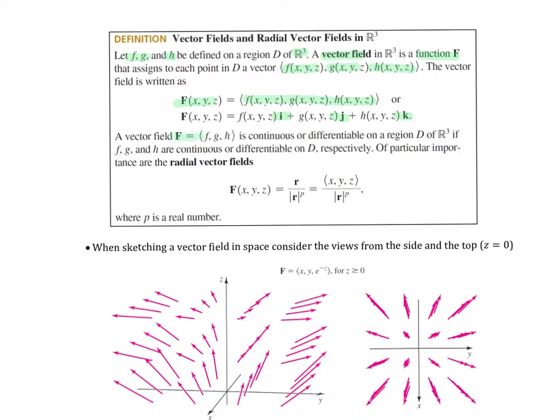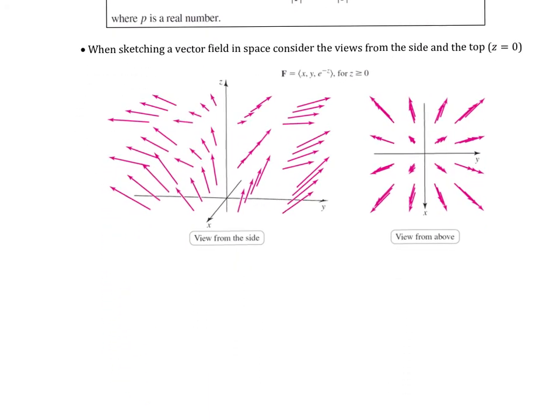Again, the vector field is continuous or differentiable as long as the f, the g, and the h are also continuous and differentiable. And again, of particular interest is our radial vector field below. This particular example, the vector field is x, y, e to the negative z.